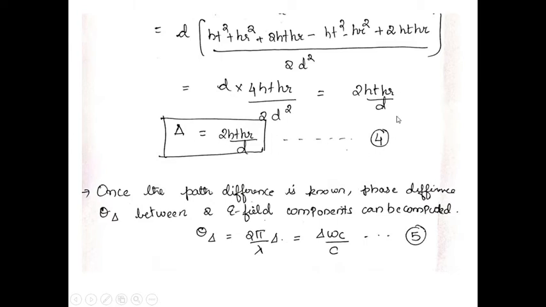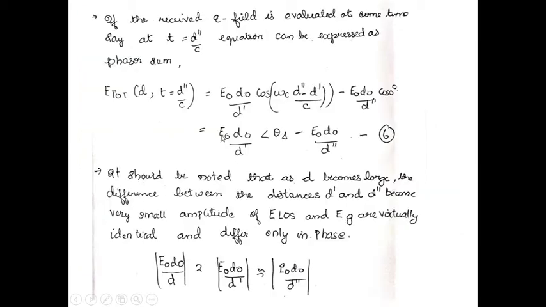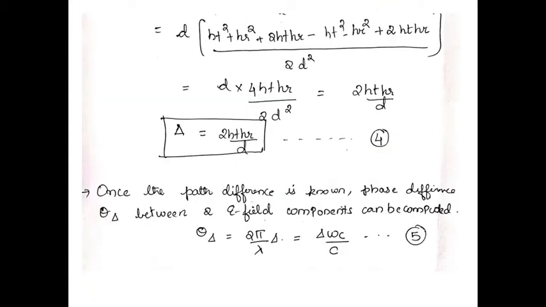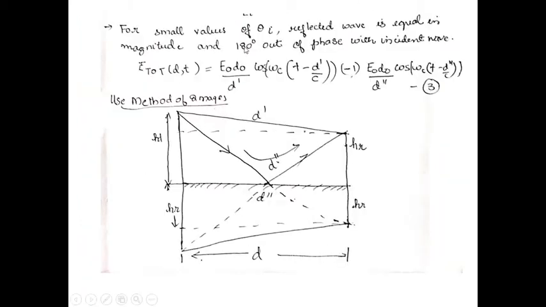So the delta equation I have written as the fourth equation and theta delta as the fifth equation. Now what is our aim? Coming back to finding out the total electric field. By using the method of images, we have found delta, and if we have delta, we can find out our phase difference, that is theta delta. Now coming back to the expression of total electric field, we are going to calculate the total electric field at this particular point. The distance at which we find this point is d double dash.